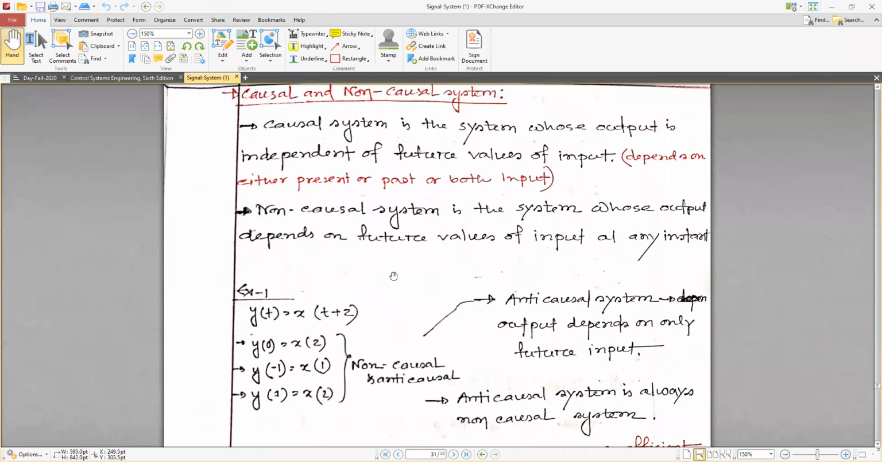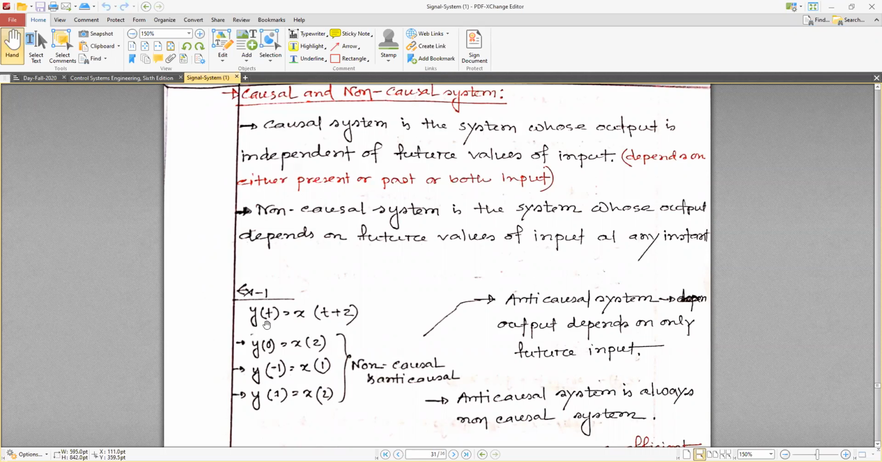Here, the causal and non-causal difference. Independent means it doesn't depend, and otherwise it does depend. So a causal system does not depend on the future value; output does not depend on the future value of the input. On the other hand, in a non-causal system, output depends on the future value of the input.